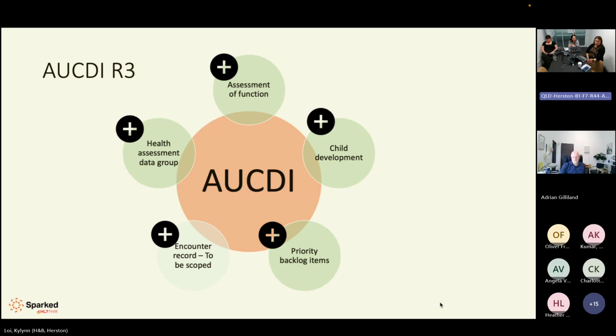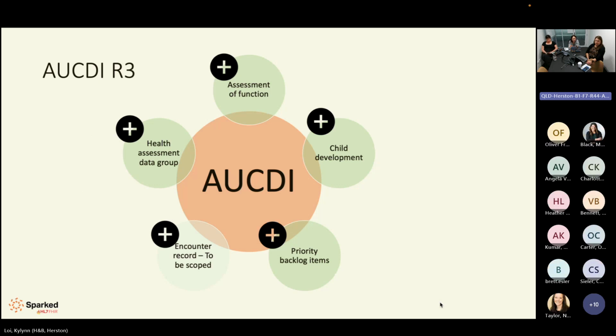And potentially, depending on what we look at when we look at encounter record, depending on the scope that comes out of it. So we'll be looking at encounter record in further detail because we've started it already in the past face-to-faces, but take that and then start thinking about what a first step, what an MVP would look like for encounter record. And if there's any additional items that need to be included for that, we'll consider whether that needs to go into AUCDI R3. So that's the current thinking.